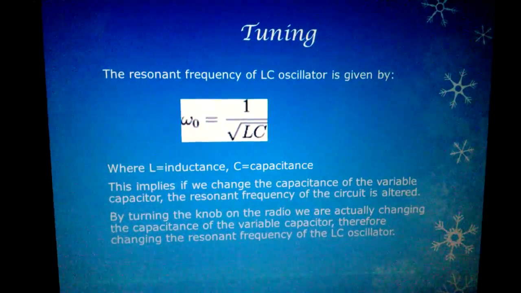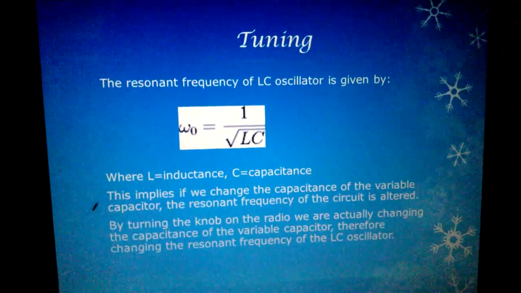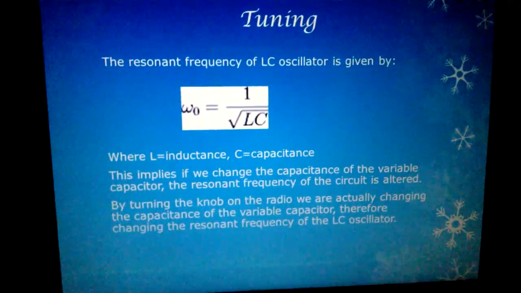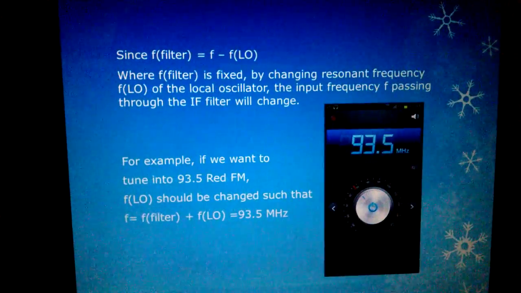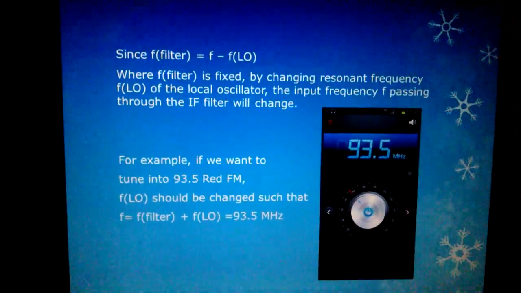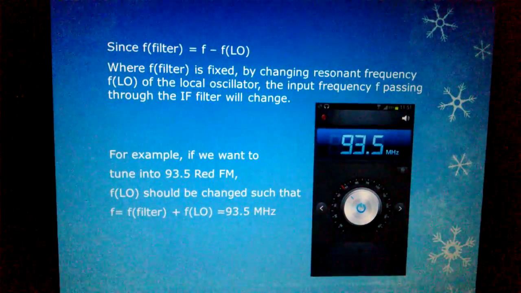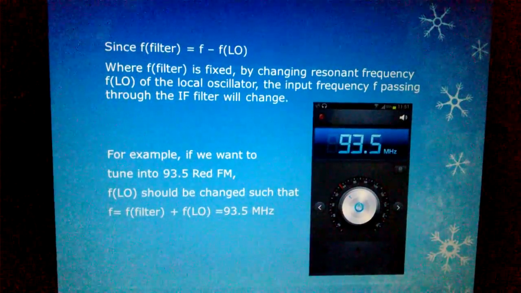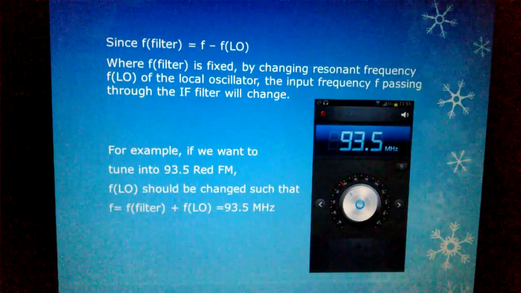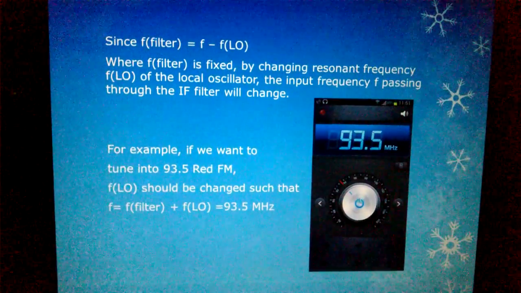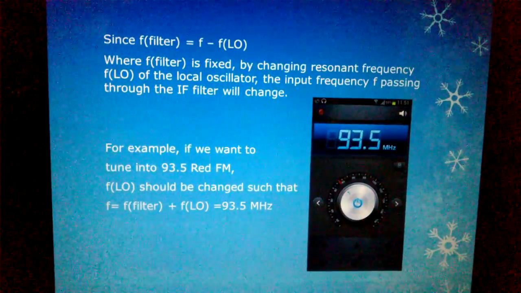By turning the knob of the radio, we actually change the capacitance of the variable capacitor, which in turn changes the resonant frequency. Since the frequency of the filter equals the frequency of the input signal minus the frequency of the LC oscillator, where the frequency of the filter is fixed, by changing the LO, the input frequency gets changed accordingly and this frequency passes through the filter to get demodulated.